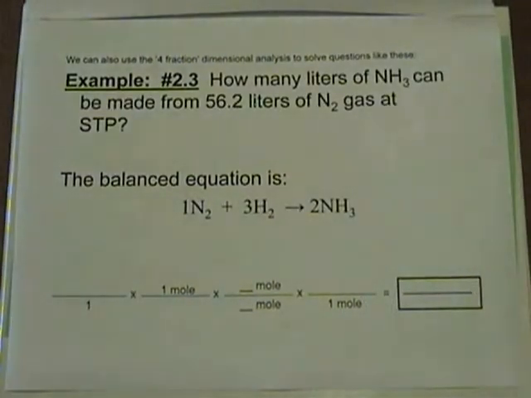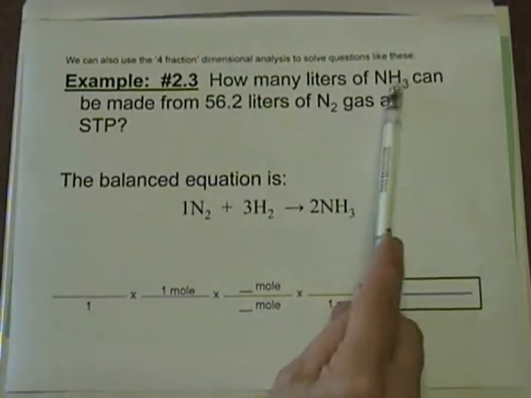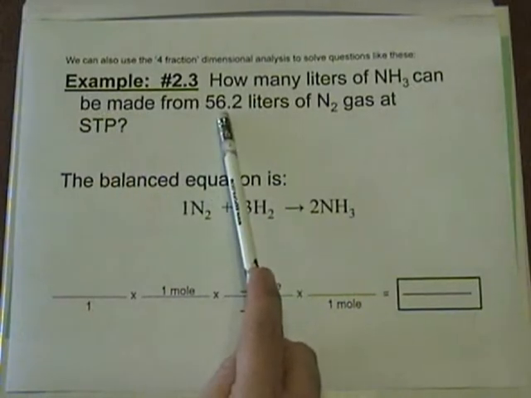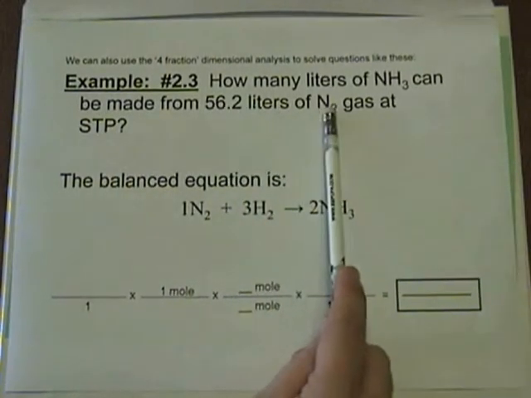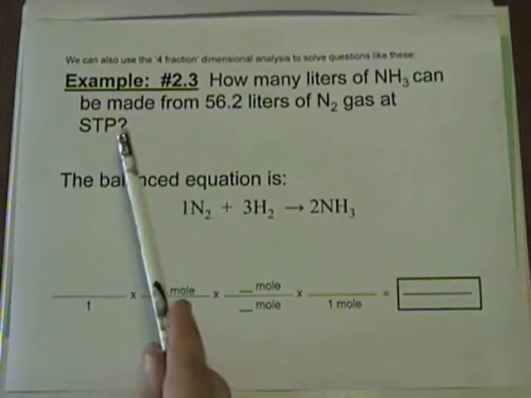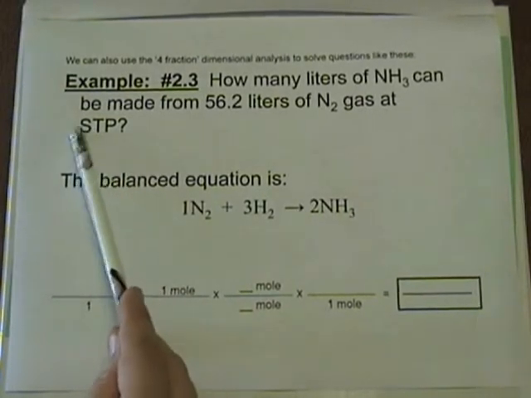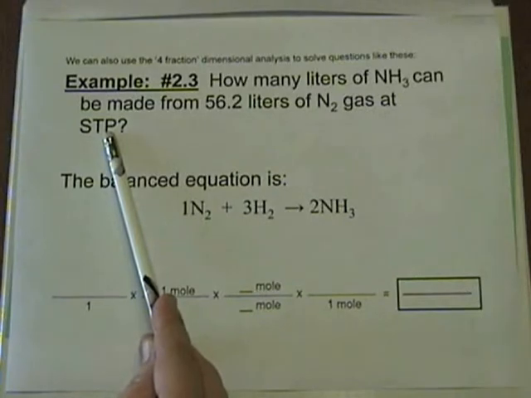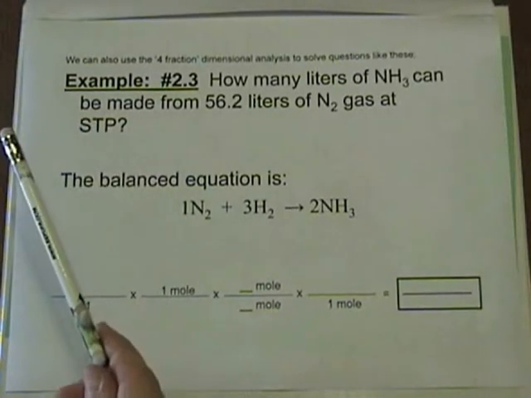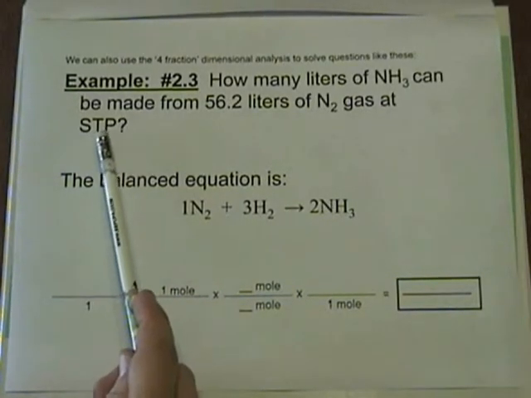Okay, now we're ready to do question number 2.3, which is still on page 2 of your packet. It's located right here. It's asking how many liters of NH3 can be made from 56.2 liters of N2 gas at STP. And remember, all this assumes is that whoever was doing this experiment would be at sea level at 0 degrees Celsius, because that's the standard temperature and pressure that gases are at. Well, this definition of 22.4 liters is 1 mole is only true at STP, at 0 degrees Celsius at sea level.